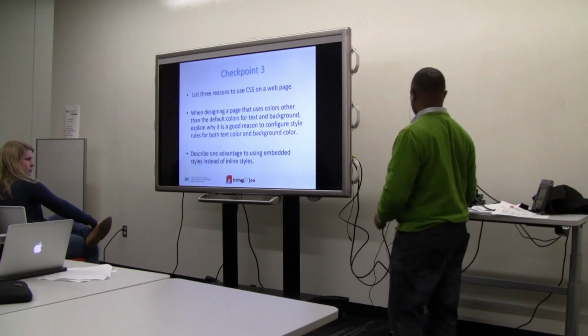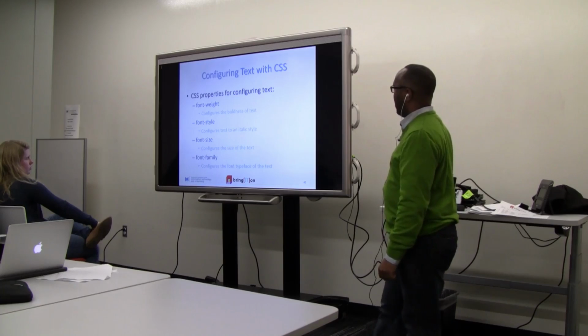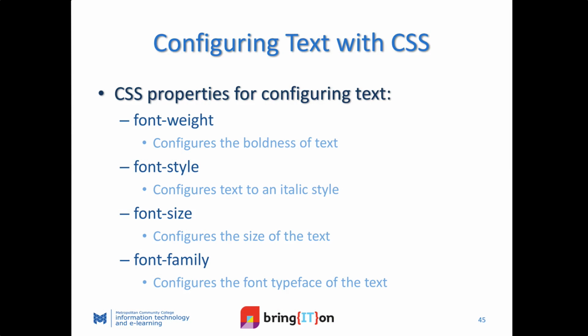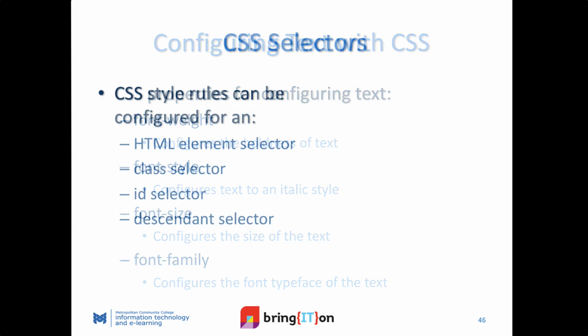Okay, so we'll move on. Just for sake of time, we'll come back to these items. These next few slides give you some examples of some of the more commonly used CSS rules. Font weight, style, and size are pretty self-explanatory. You can control these elements by creating a CSS rule, and I've got some code samples we'll see in just a moment.